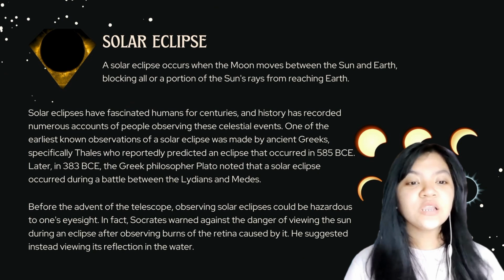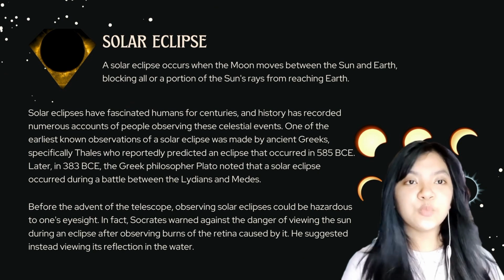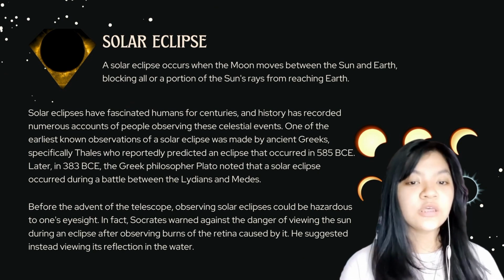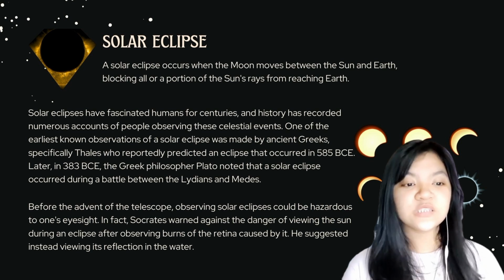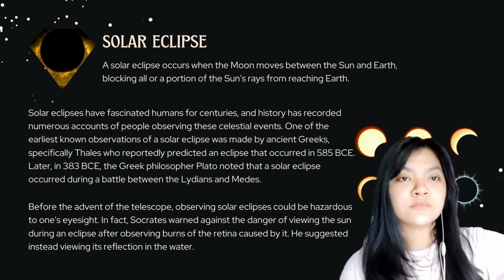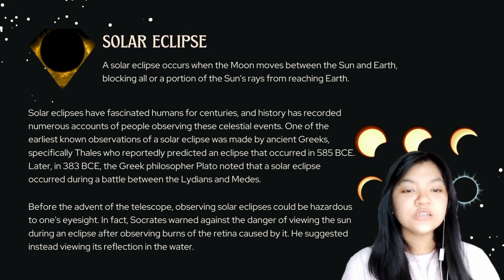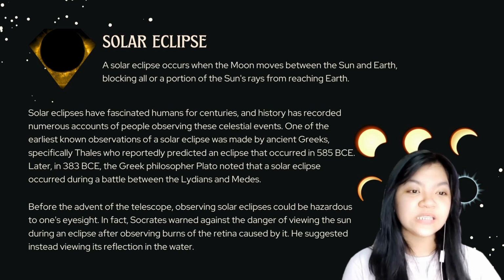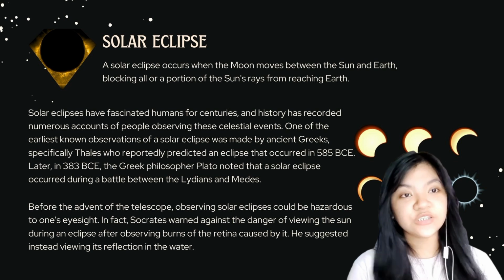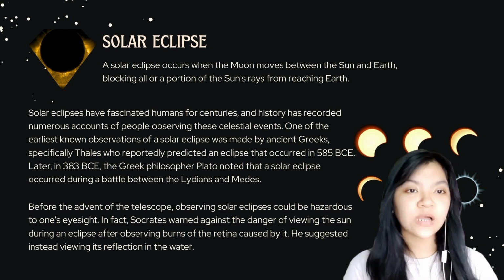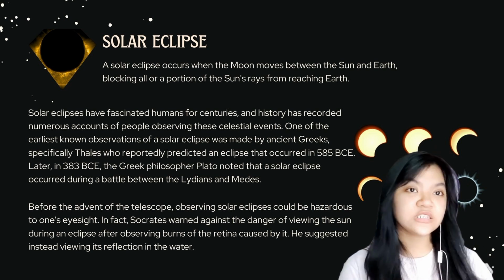Solar eclipse. A solar eclipse occurs when the moon moves between the sun and Earth, blocking all or a portion of the sun's rays from reaching the Earth. Solar eclipses have fascinated humans for centuries, and history has recorded numerous accounts of people observing these celestial events.